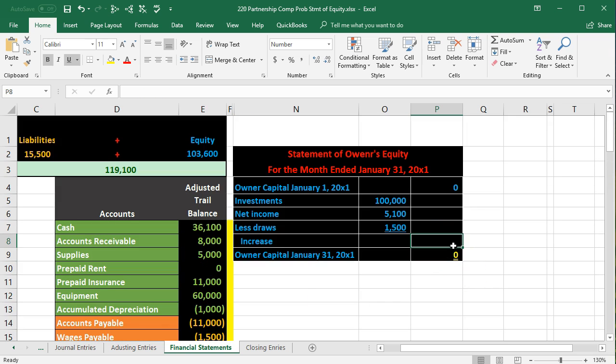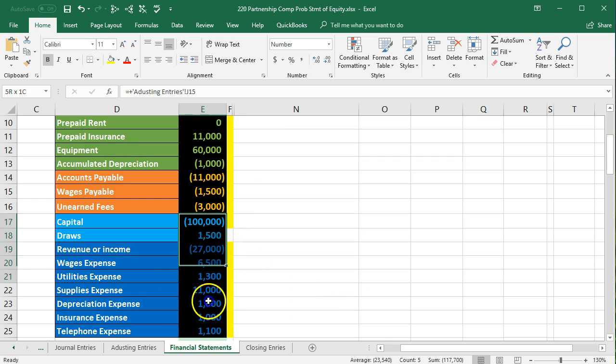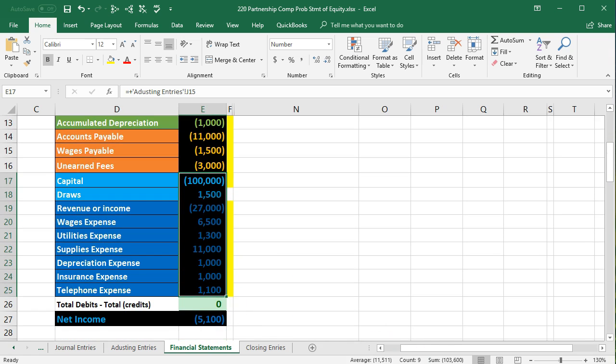So we're going to do this with a little formula here. Instead of doing this, we could say equals this number plus this number minus this number. That's one way to do it. Right now we're at the 103,600, which matches the sum of these, 103,600.